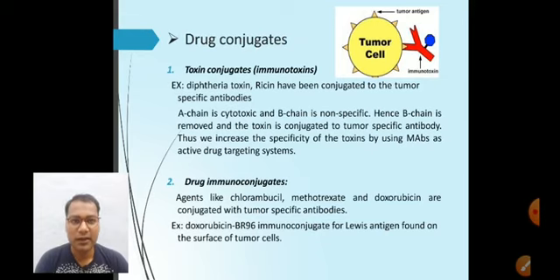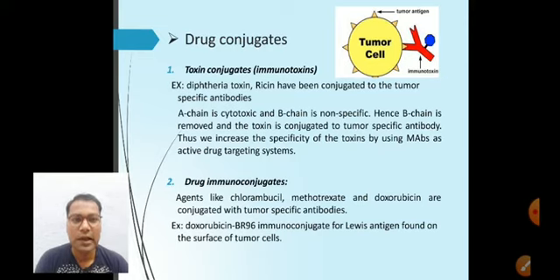For drug targeting, we prepare drug conjugates. Here are some examples of drug conjugates. The first one is toxin conjugates. These are also known as immunotoxins.